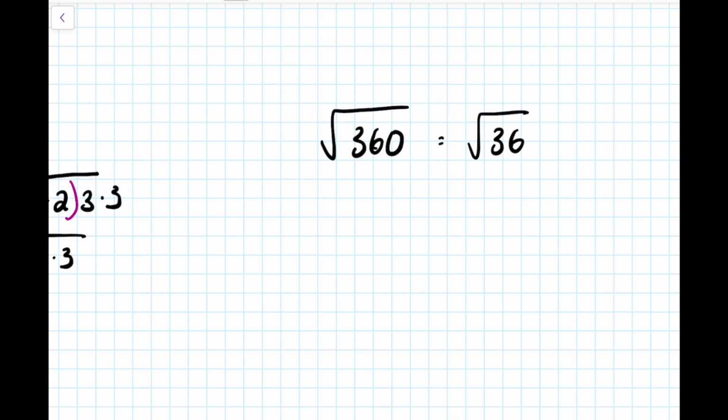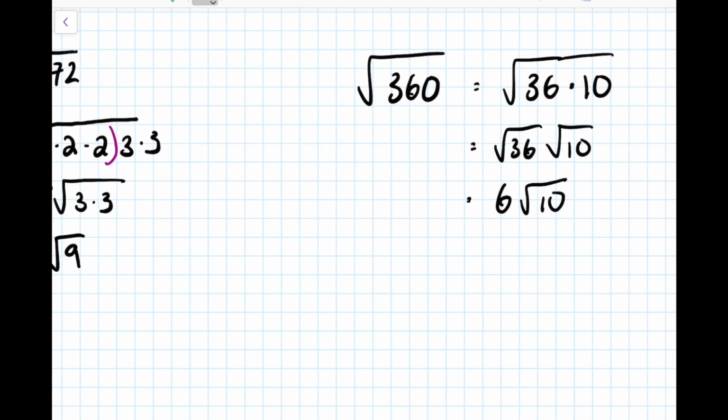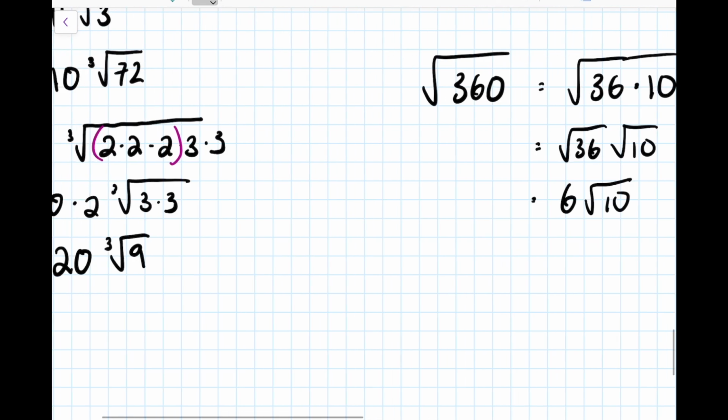So this we can split into a 36 and a 10, right? And so if I break those up, this becomes root 36 and root 10. Well, root 36 is just 6, and root 10 is just root 10. And so this becomes 6 root 10. Instead of having to do prime factorization, I was able to break that up pretty quickly. That is just a slightly different way of doing this. I wouldn't recommend it most of the time, but just know that it is an option.